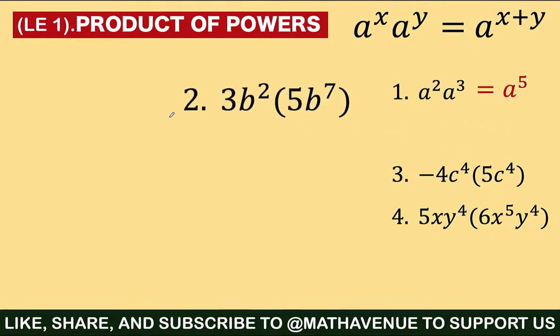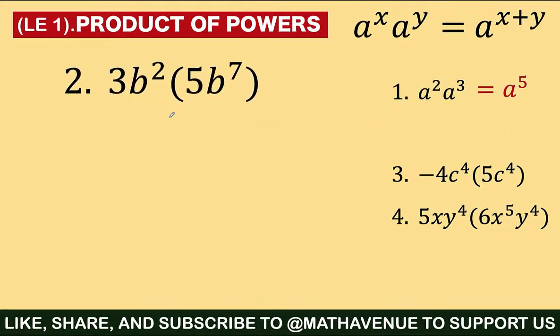Let's go to problem number 2. 3b squared times 5b to the 7th. When there are numerical coefficients following our variables, you are going to multiply first all those numerical coefficients together, and then you multiply the variables that are the same.